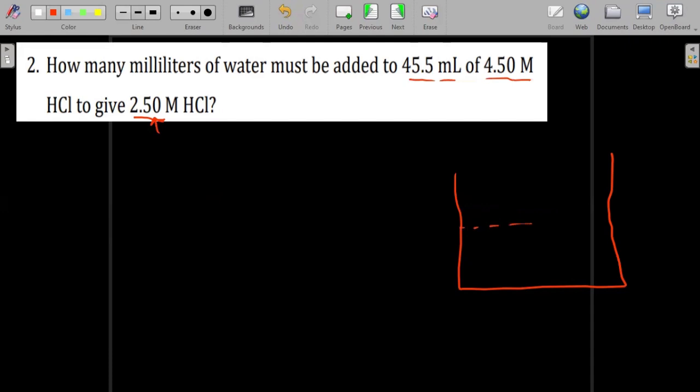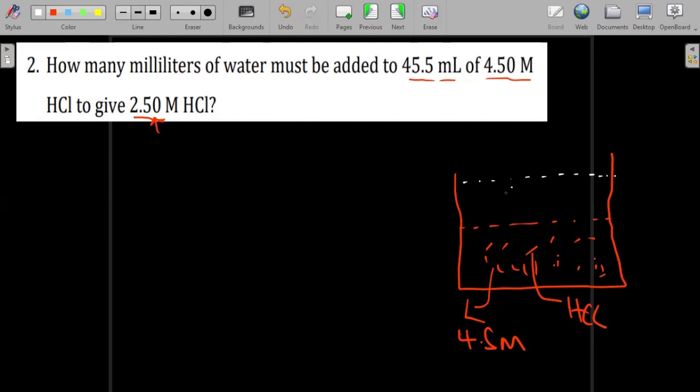So initially, this was the solution of hydrochloric acid, and this hydrochloric acid had a concentration of 4.5 molar. And then to this, they have added water. They have added this water that I'm putting in white, and then it has reached somewhere there. So this is our V2, and this is our V1. Our V1 is 45.5 milliliters. Our V2, we do not know it.